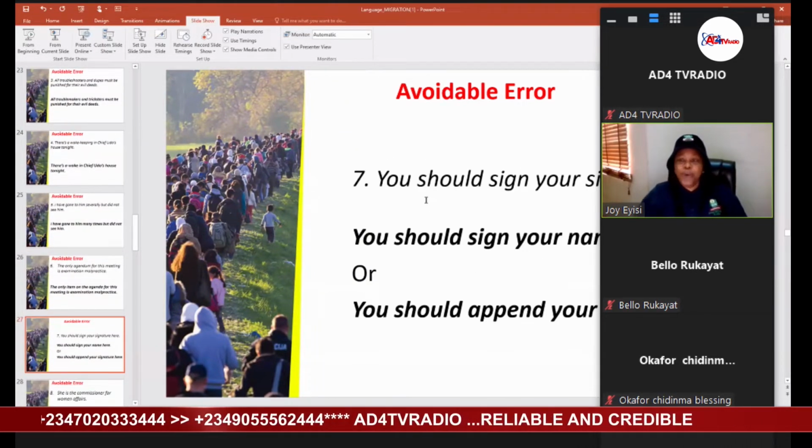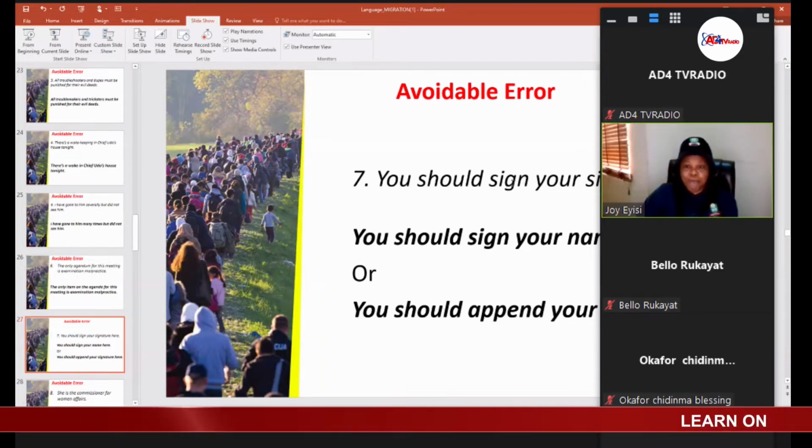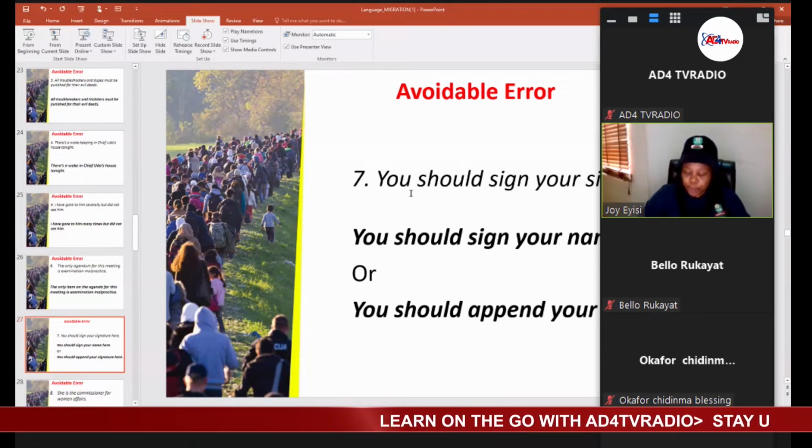You should sign your signature here. This is another grammatical blunder, because what we sign is name. Sign your name here, or you append your signature. Avoid the use of sign your signature because it is un-English.